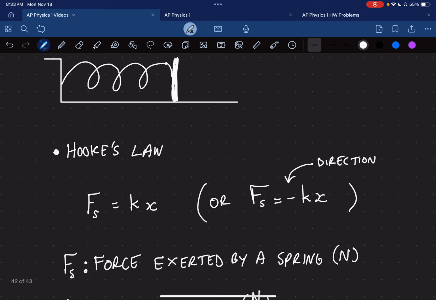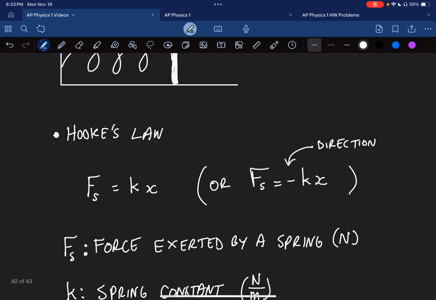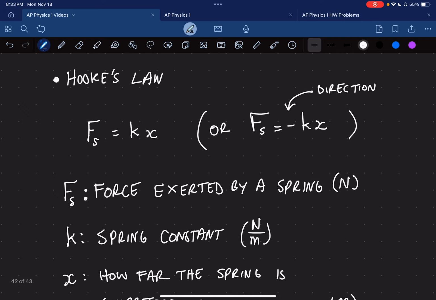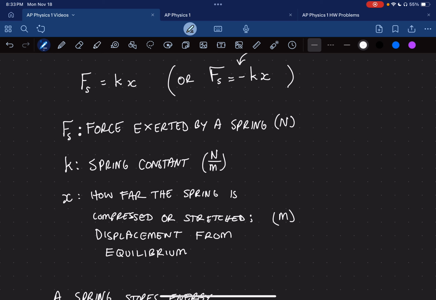tells us that there is a force exerted by the spring, and I'll come to this over here in just a moment. The force exerted by the spring is equal to the spring constant, which is a lowercase k. Remember now we have kinetic energy, which is capital K, and spring constant will be lowercase k, so make sure you are writing that as lowercase. Now the force exerted by the spring is in newtons. The spring constant has units of newtons per meter.